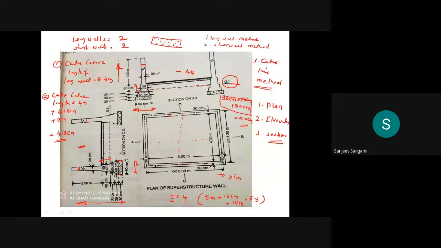Okay, in the previous class we were discussing one problem that is based on the center line method, and that is, sorry, the long wall and short wall method. Today we will try to work out this problem using the center line method. The same problem we'll take up. So we'll see what differences we get between the two, which is more feasible and which is more reliable, and in what cases it has to be decided.